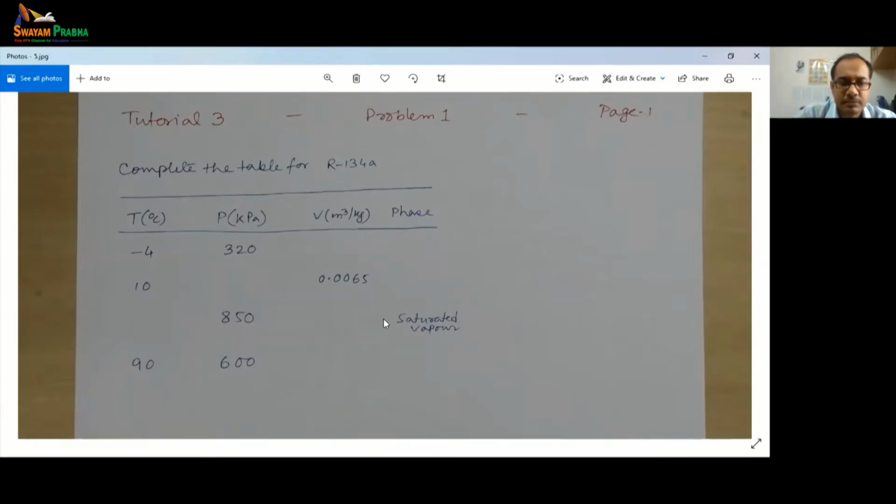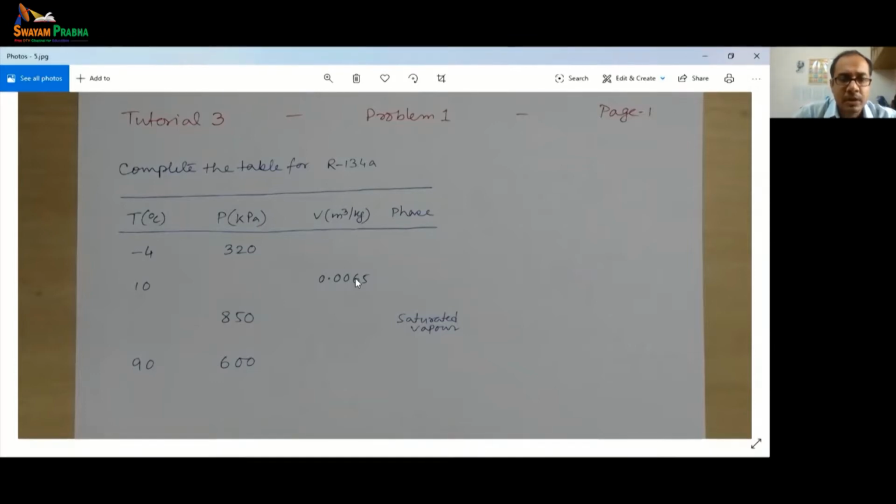In the third row, you can see that the pressure is given and the phase is given: saturated vapor. Now you have to find the specific volume here and the corresponding temperature. So let us go through the tables and try to find the corresponding values so that we can learn this hands-on.